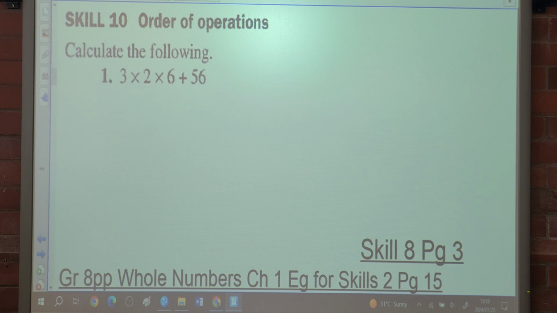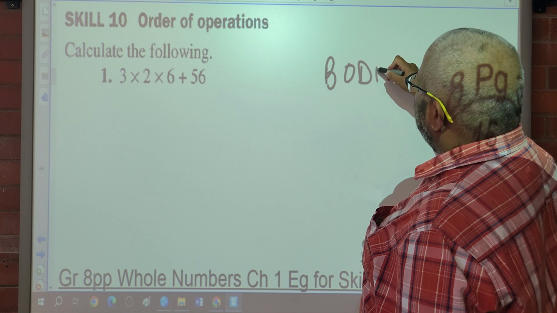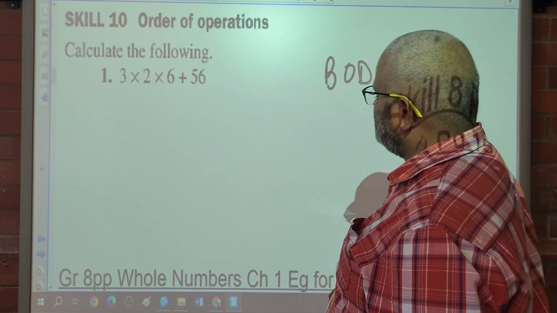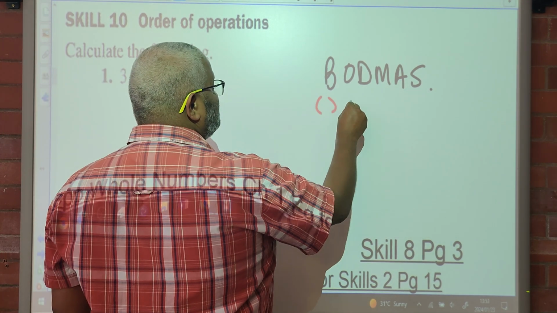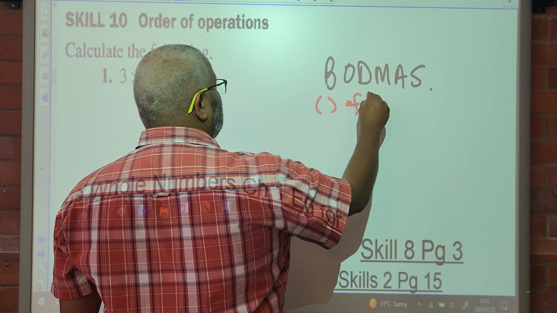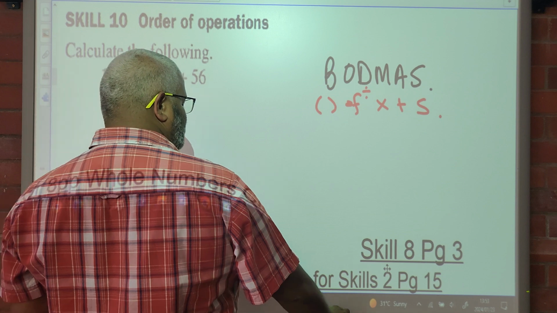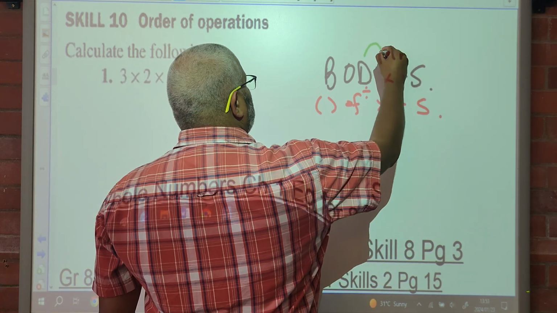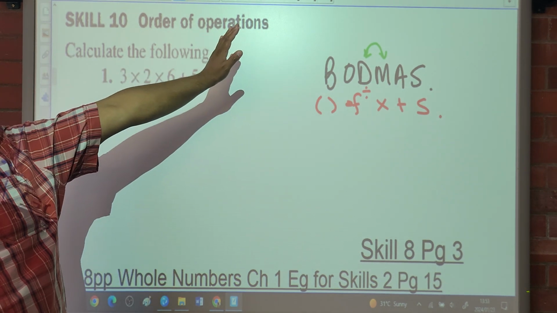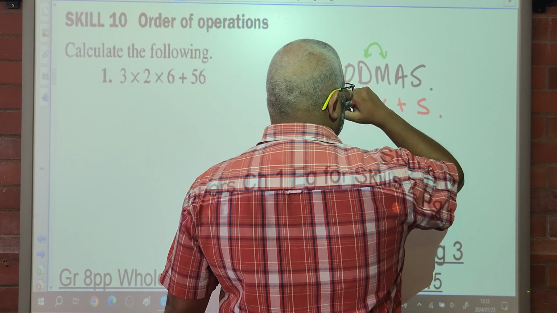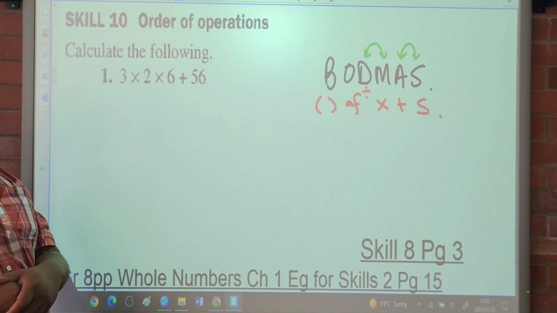Okay, people, order of operations is basically what we refer to as BODMAS. BODMAS stands for brackets, of, division, multiplication, addition and subtraction. Of course, division and multiplication can interchange, whichever comes first from left to right, while addition and subtraction can interchange, again whichever comes first from left to right. You guys understand?